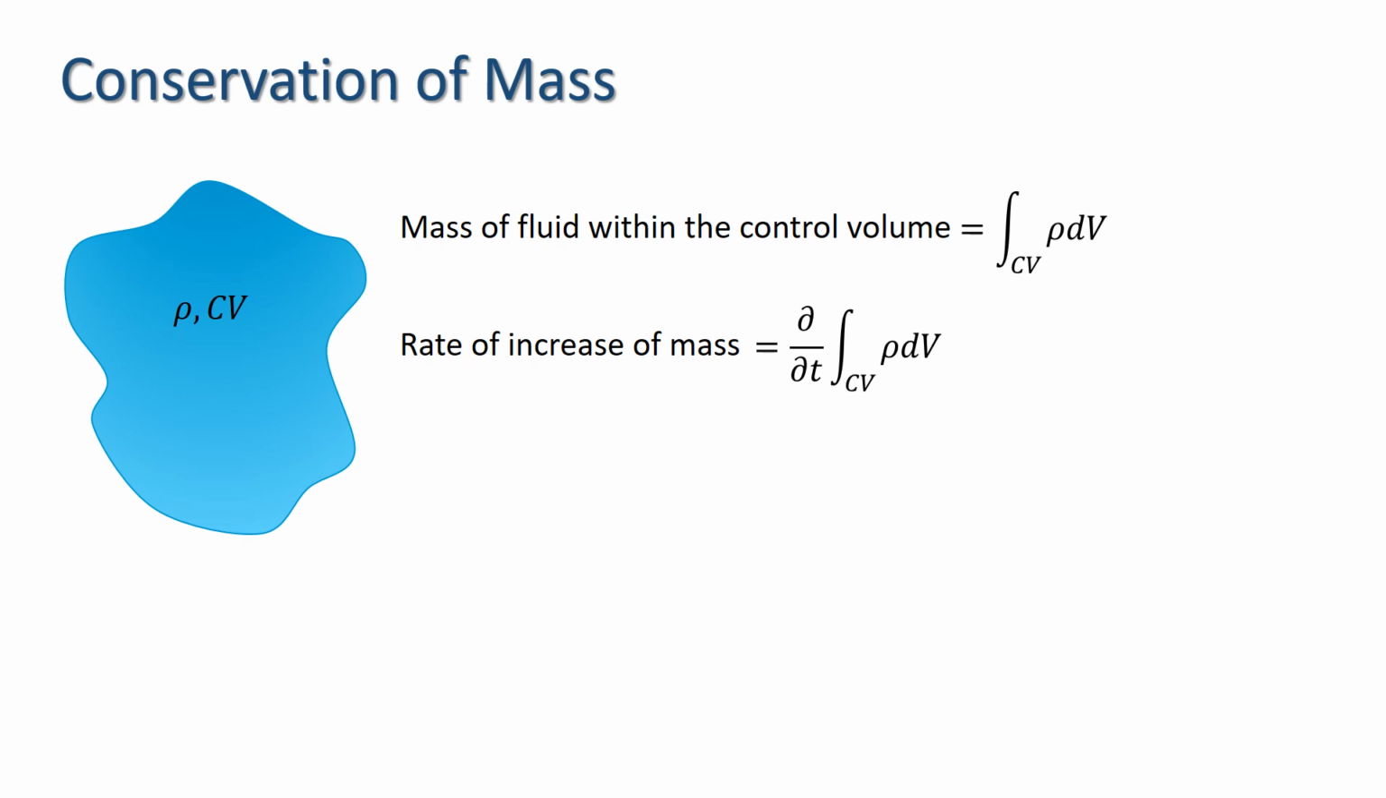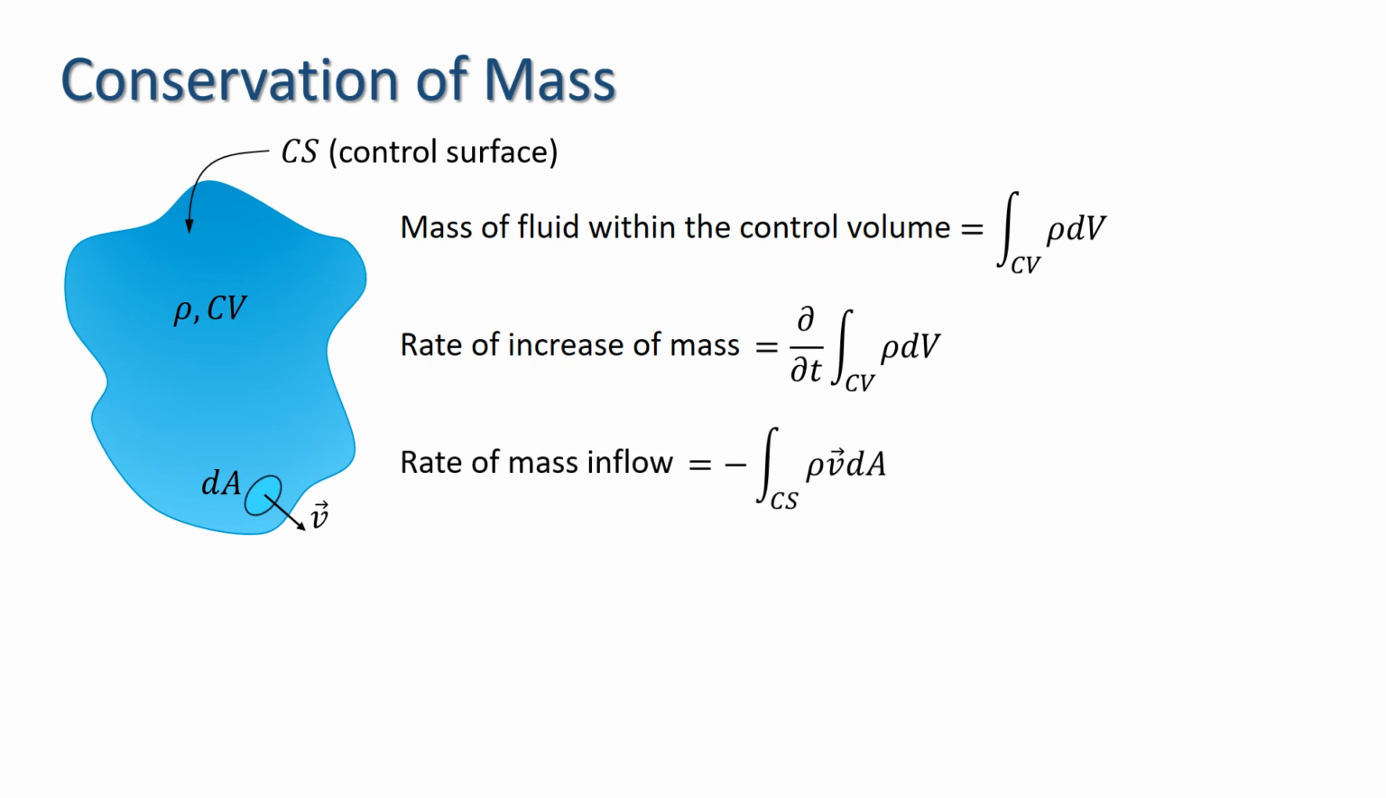Let's consider next the net rate of mass inflow to the control volume through the control surface. Let CS denote the control surface and let V be the velocity perpendicular to the control surface. Then the rate of mass inflow will be minus the integral over CS of ρ V dA. Note the minus sign appears here because the vector V is pointing outward from the control surface.